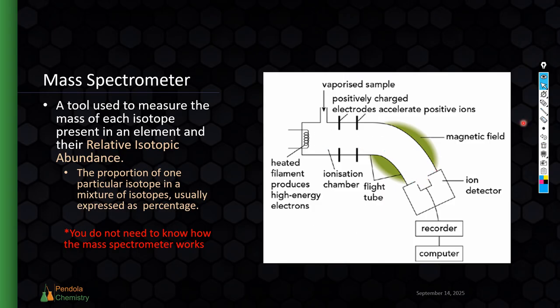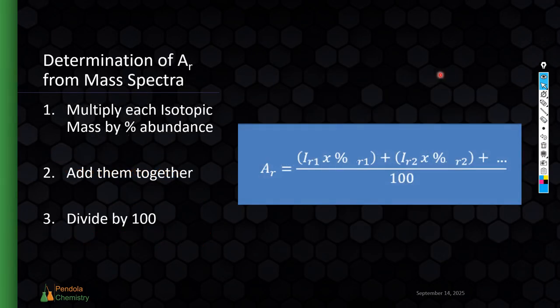So let's move on to the next slide. So how do we determine the mass? And this is from honors chemistry. We determine the atomic mass, the Ar, of an element by using the data from the mass spectra. We are going to use both the percentage of its isotopes and the isotopic mass of the isotopes to figure out the relative atomic mass of the element.